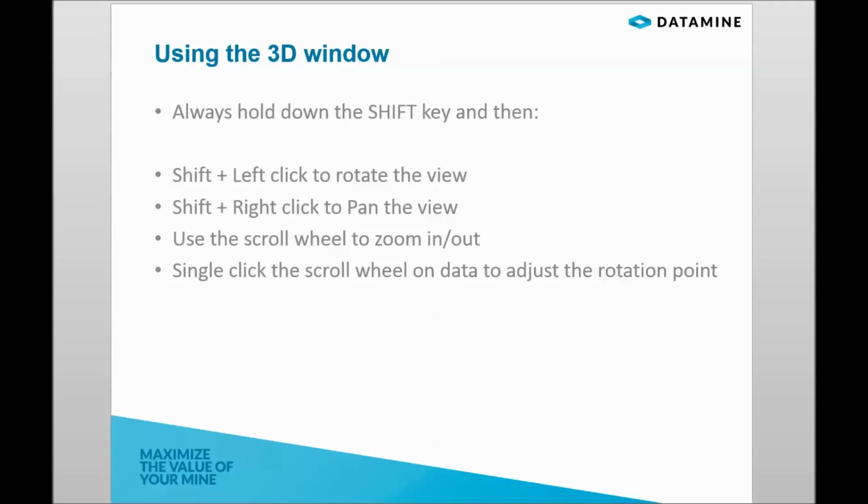Other options include using the scroll wheel, and you don't need to use the Shift key with the scroll wheel. And if you move the scroll wheel backwards and forwards, you zoom in and out. If you single click the scroll wheel on some data, that allows you to adjust the rotation point.